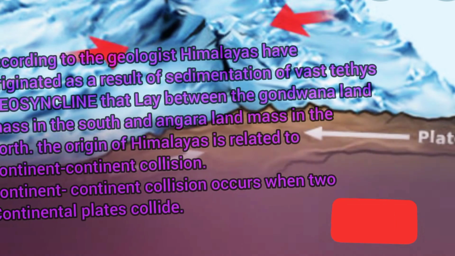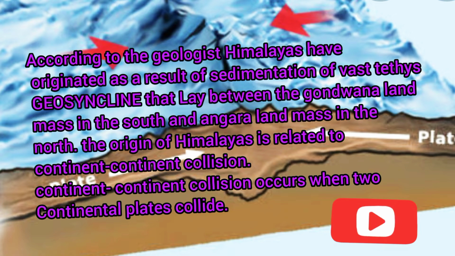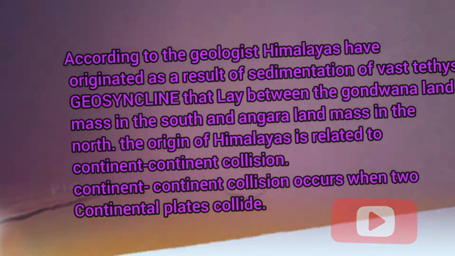According to the geologists, Himalayas have originated as a result of sedimentation of a vast Tethys geosynclines that lay between the Gondwana landmass in the south and Angara landmass in the north. The origin of Himalaya is related to continent-continent collision. Continent-continent collision means वापसी टकराव, प्लेटों का टकराव, right? Continental collision occurs when two continental plates collides with each other.